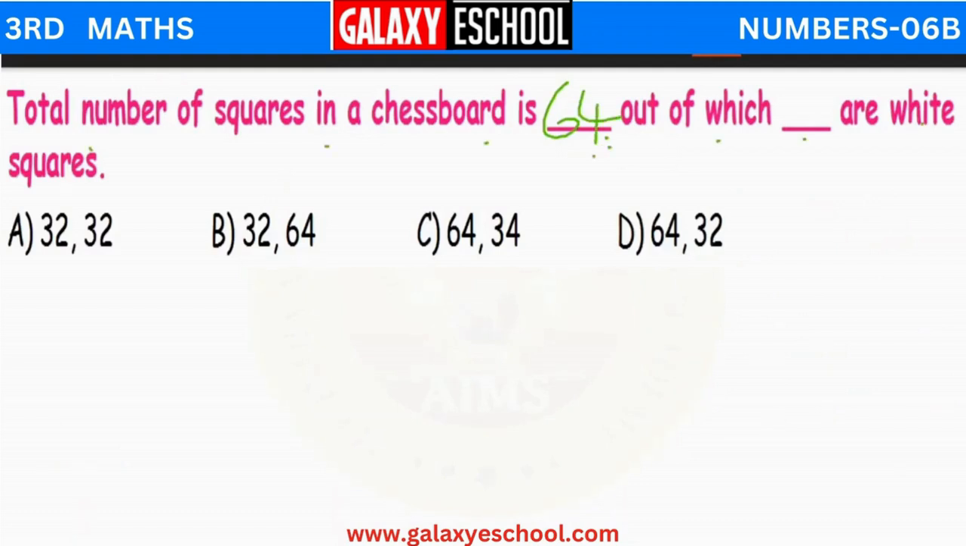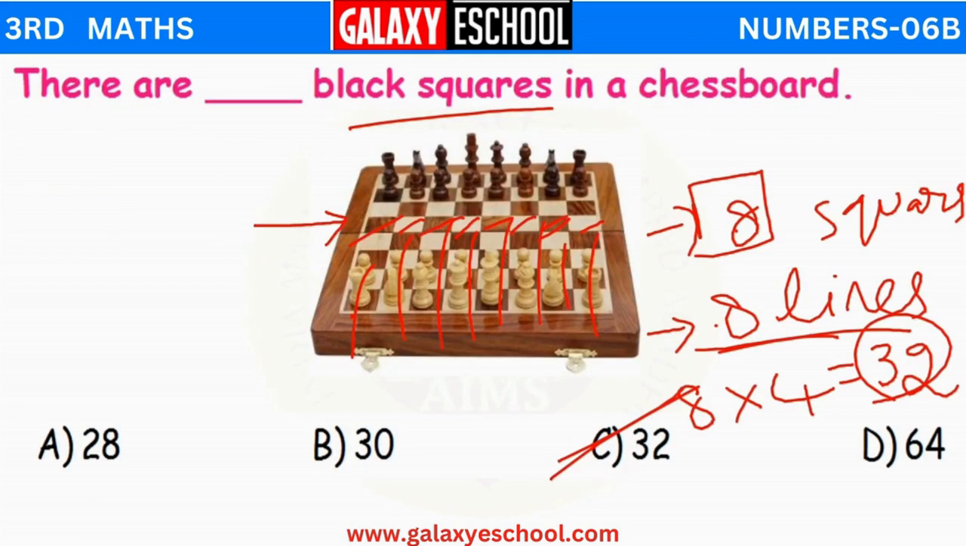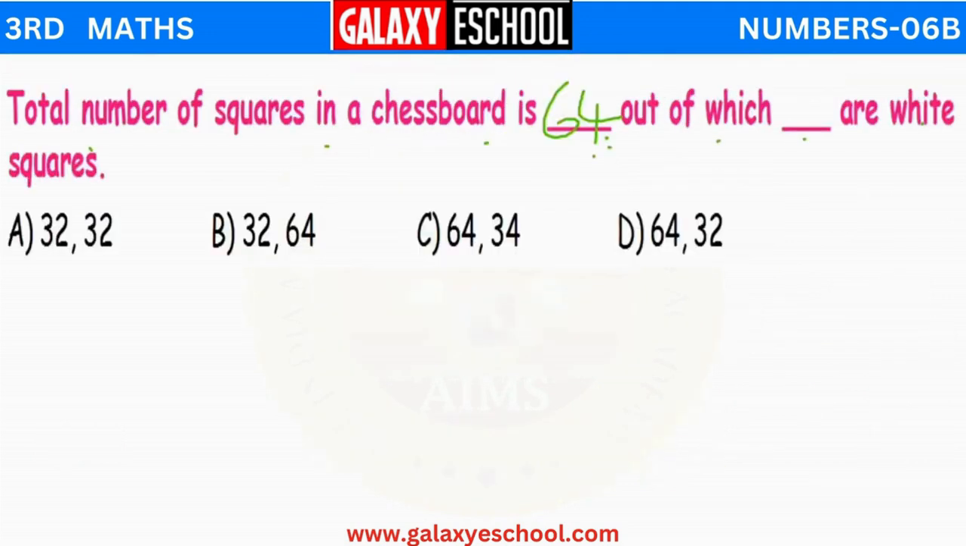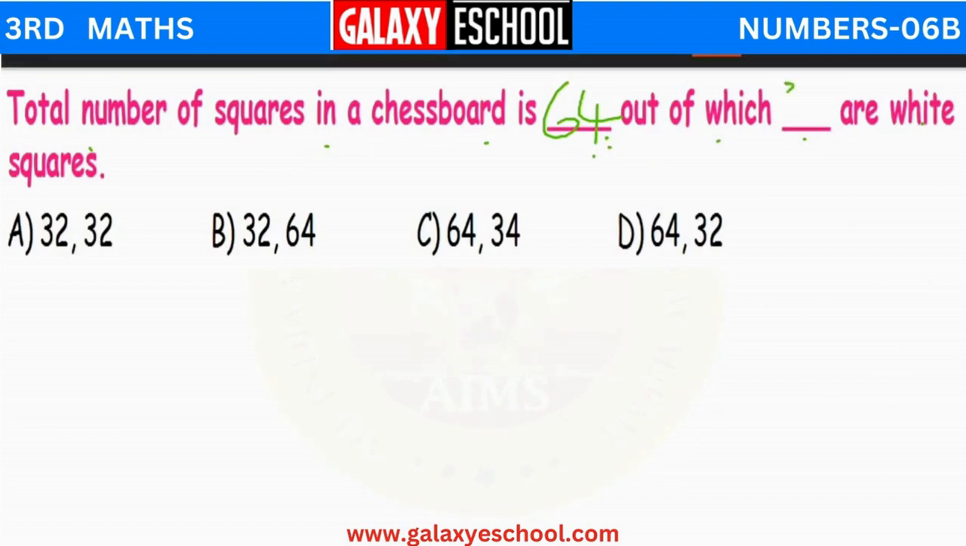Out of which, how many are white, children? Just now we have done that half of the squares. That means 32 are black and other 32 are white. How many are white? 32 are white. Now if you look at the options, option A 32 and 32. No. Wrong. Option B 32, 64. No. Option C 64, 34.